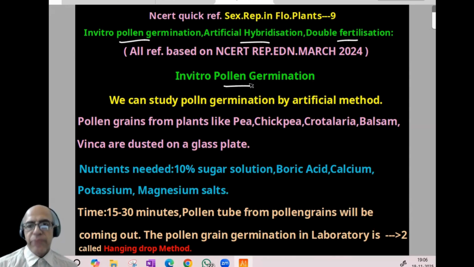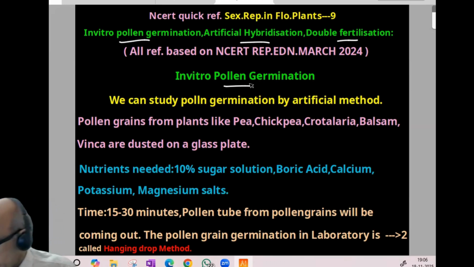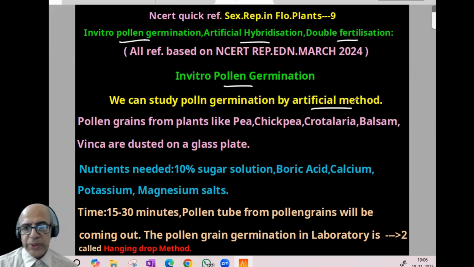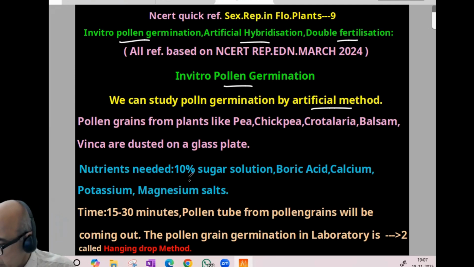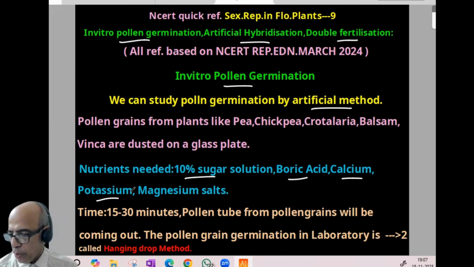In vitro means artificial. So we can study pollen germination by artificial methods. And what is the procedure? Direct from NCERT: pollen grains from plants like pea, chickpea, Crotalaria, balsam, Vinca are dusted on a glass plate. And nutrients should be supplied. Nutrients include 10% sugar solution, which is important. Then boric acid, calcium, potassium, and magnesium. All this should be provided.